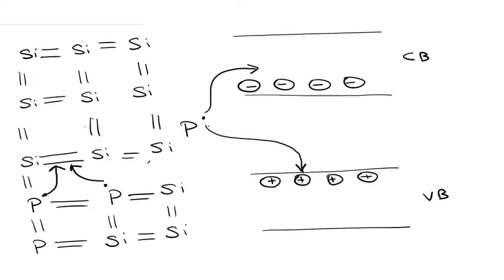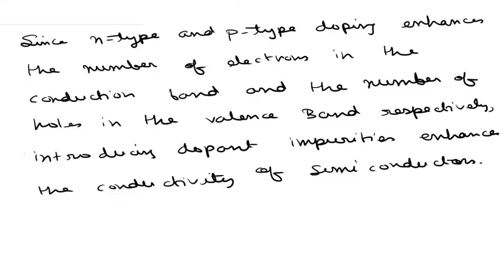Similarly, when you introduce acceptor type or p-type impurities in a semiconductor, the number of electrons in the conduction band also decreases. Of course, the number of holes in the valence band would increase when you introduce acceptor type or p-type dopants, but the number of electrons in the conduction band would decrease. Since n-type and p-type doping enhance the number of electrons in the conduction band and the number of holes in the valence band respectively, introducing dopant impurities enhances the conductivity of semiconductors.